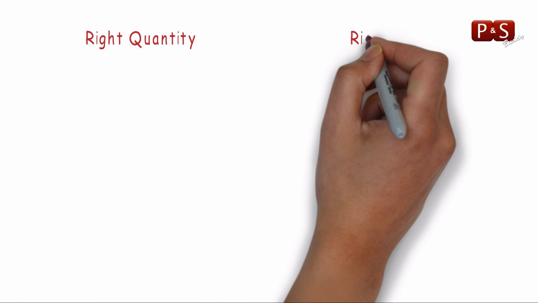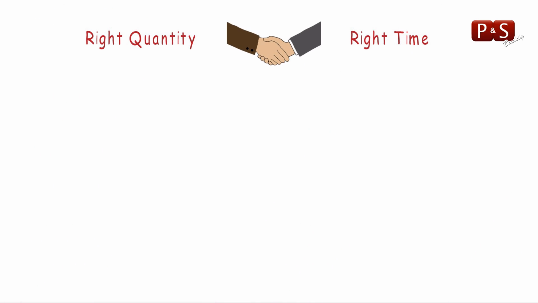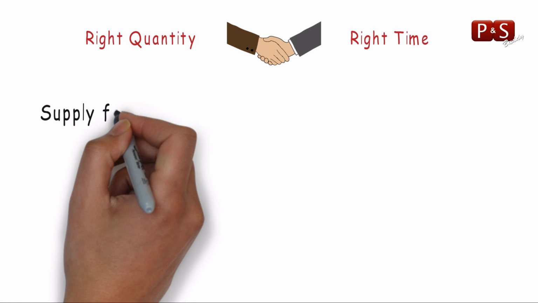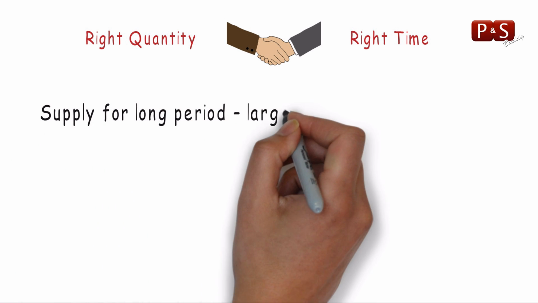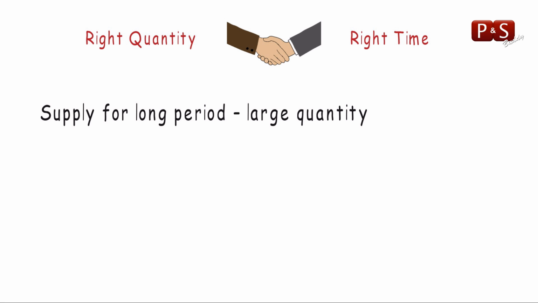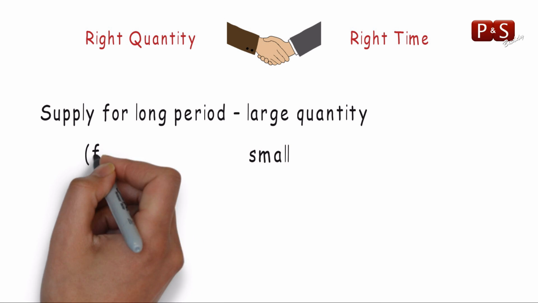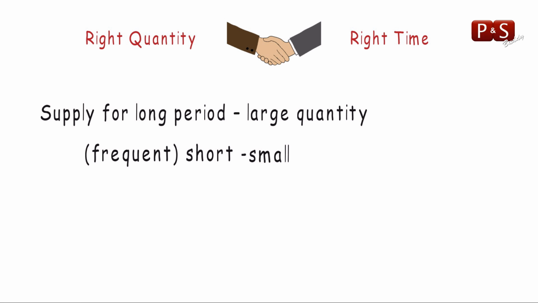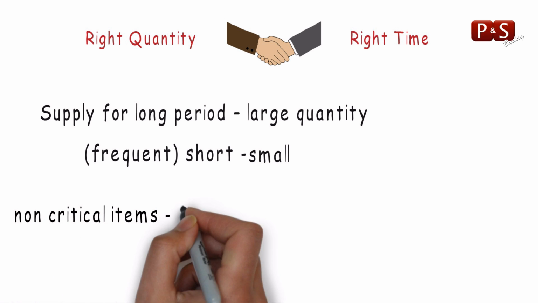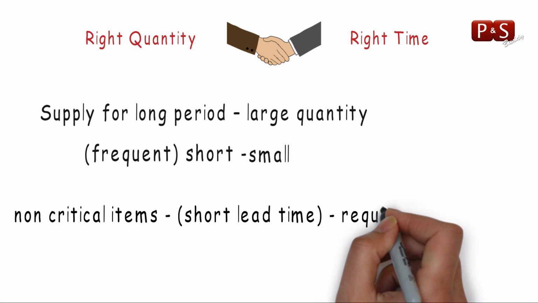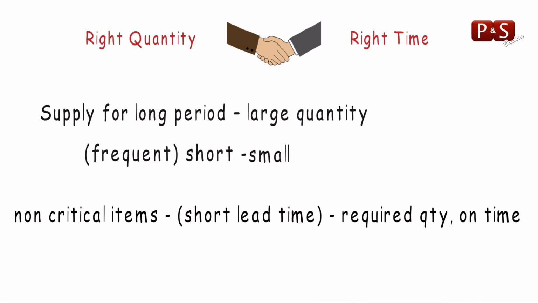Quantity and time are closely related. The link between these two can be seen in the matters below. If the purchase is to cover supplies for a long period, you need to purchase large quantities. On the other hand, if the purchasing quantity is small, frequent reordering may be needed. For non-critical items, if the lead time is known and it is known to be short, then the purchase quantity can be limited to only what is needed at the time of purchase. These two rights, quantity and time, are closely related.